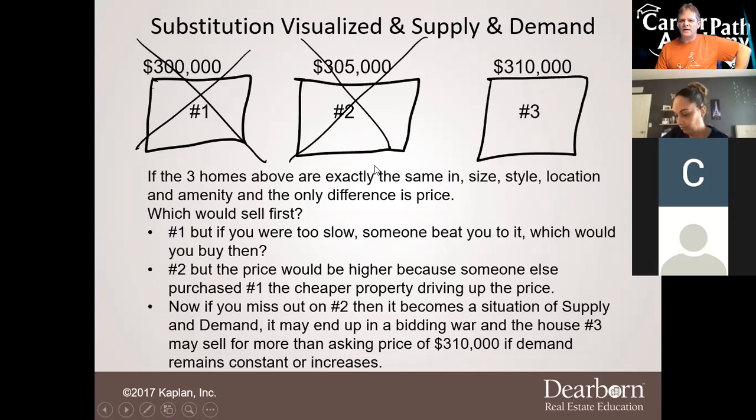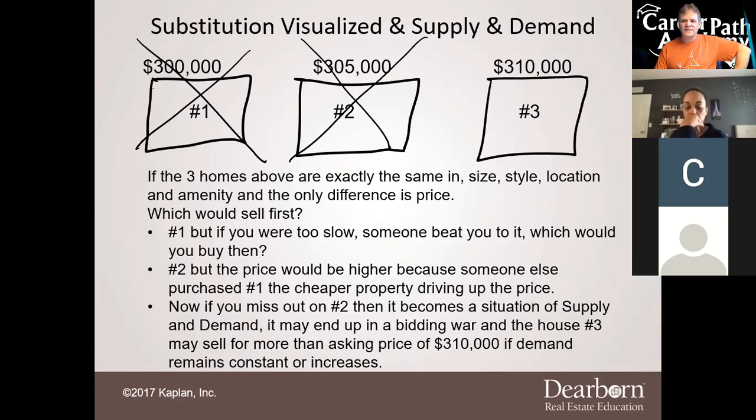Now, which one would you buy? The second, 305, the next cheaper one. Okay, well, somebody beat you to that one too. Guess what this is? This is a good transition to supply and demand. You think this house is selling for 310? No. It's the last one, and the desire's still there, but the supply has diminished.